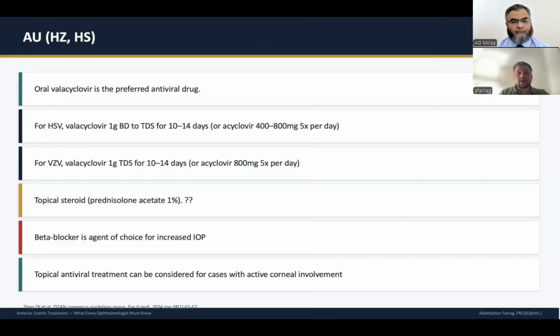For herpes zoster virus, we use, as per Titan guidelines, valacyclovir 1 gram twice a day to 3 times a day for 10 to 14 days. Other alternative is acyclovir. For varicella zoster virus, valacyclovir 1 gram TDS for 10 to 14 days, or again acyclovir as an alternative. Topical steroid like prednisolone acetate 1%. Beta blockers, but take care here if there is corneal involvement; you need to be cautious and give a good cover for antiviral. Beta blockers are the agent of choice for increased IOP in viral, unless there is contraindication. And topical antiviral treatment can be considered in case of active corneal involvement.